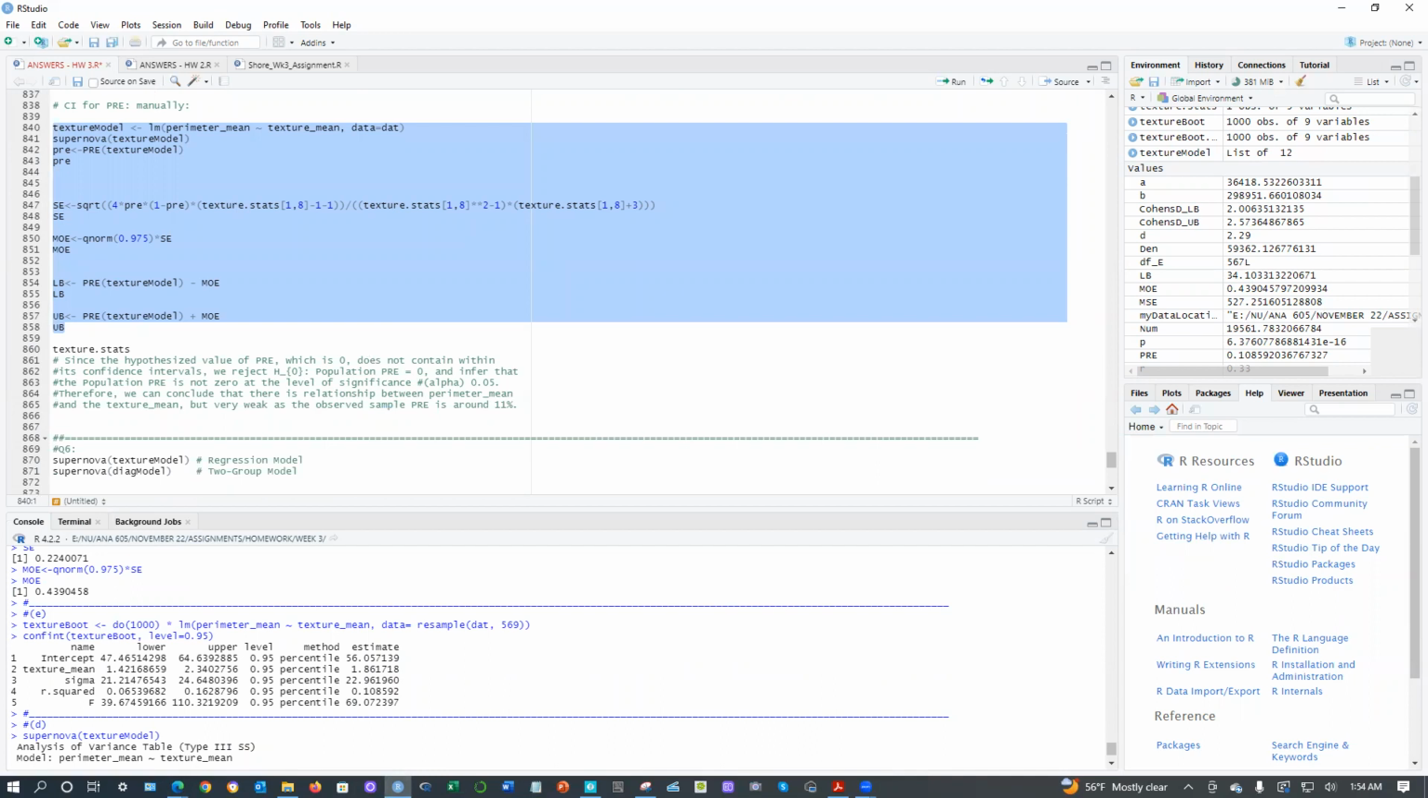So, do you believe there's a relationship between trisomy and that one? Since the hypothesized value of PRE, which is zero, does not lie within the confidence interval, we reject it and infer that the population PRE is not zero at the 0.05 level of significance. Therefore, we can conclude that there's a relation with trisomy, but very weak, as the observed sample PRE is around 7%.